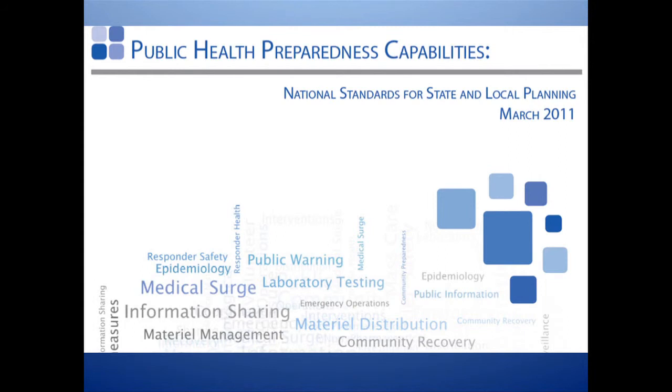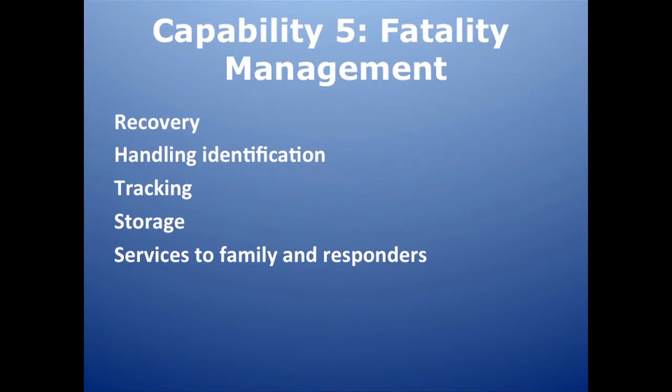So we're not going to go through every one of them, but I just want to give you a snippet of what one of these capabilities looks like. So let's look at the fatality management capability, and that's capability number 5. Each one of these capabilities, when you go into it, is defined. Capability 5 is defined as coordination with other organizations to ensure that there's proper recovery, handling, identification, tracking, storage, and disposal of human remains and personal effects.